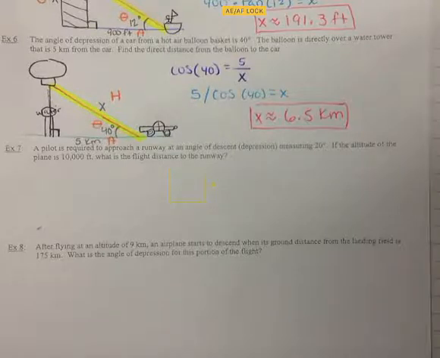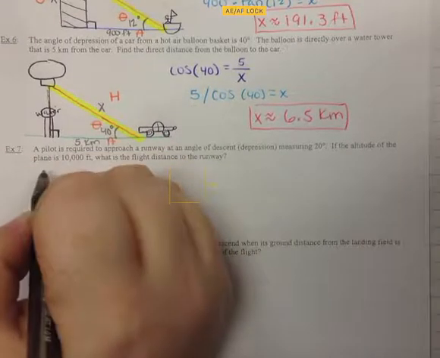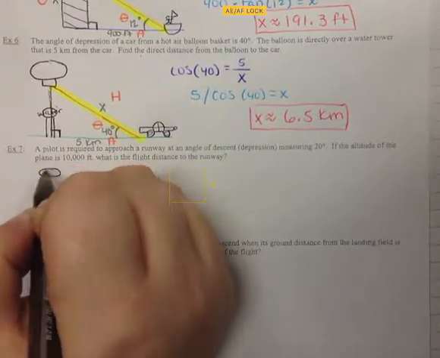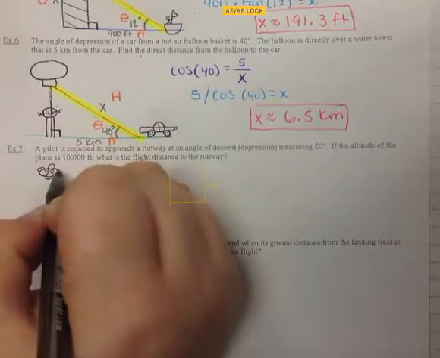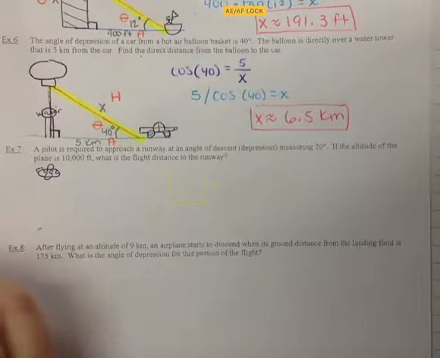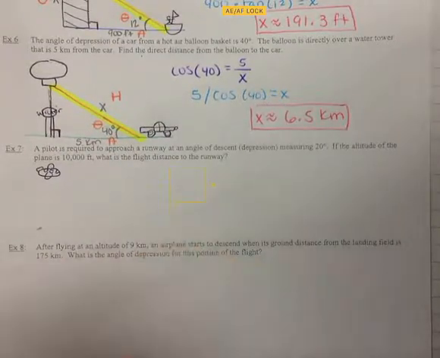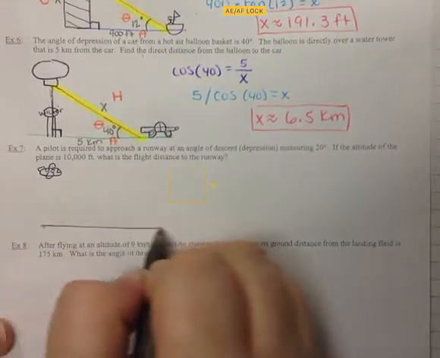Number 7, this next one, says a pilot is required to approach a runway at an angle of descent, depression, measuring 20 degrees. If the altitude of the plane is 10,000 feet, what is the flight distance to the runway? So now we're going to have a plane. I'm going to get my sad little plane. Little windows, cockpit. And we see that it's approaching a runway. Well, our runway, we know, should be on the ground. So it's approaching the runway.